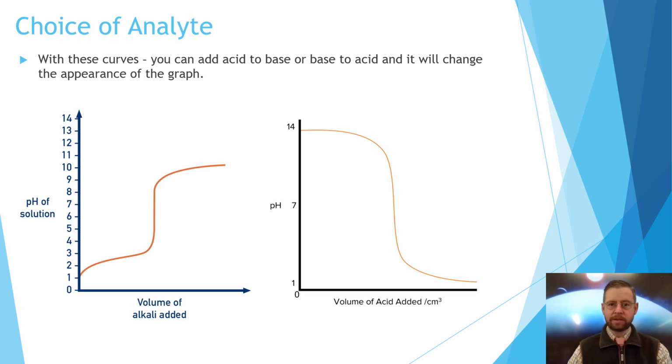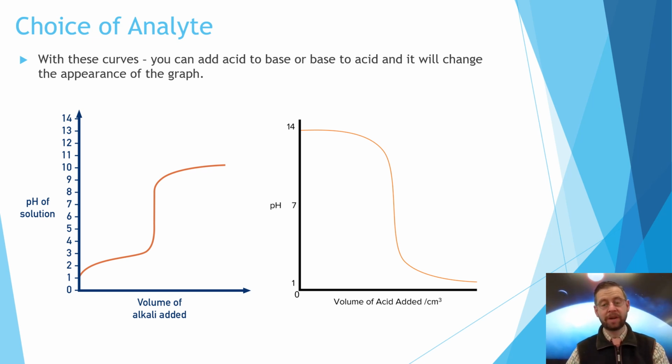Now we can choose whether we have acid or base as the analyte. So you could add base to an acid or you could add an acid to a base. It is your choice, but it will make the graph look different. And because of the pH scale, it's really important that we make a good observation of what is being added and what that's doing to the numbers in the pH scale.